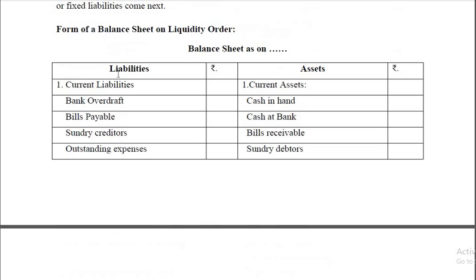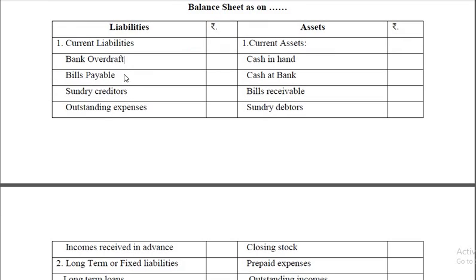Now look at the liability side as far as the order of liquidity is concerned. Current liabilities are written first, which are to be paid either immediately or in the immediate near future. Say bank overdraft, bills payable. What is bank overdraft? If you draw the money from the bank more than the balance, we can call that overdraft. Normally your account shows a debit balance if you have got balance in a bank. But if it is overdraft, it is a credit balance. So you draw more than the balance in your account. Of course, you need to have prior arrangement with the banker to draw more than your balance.